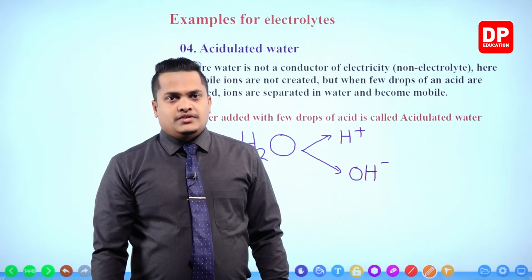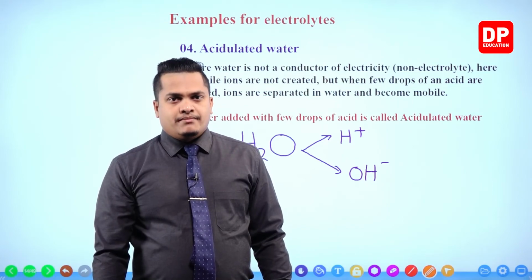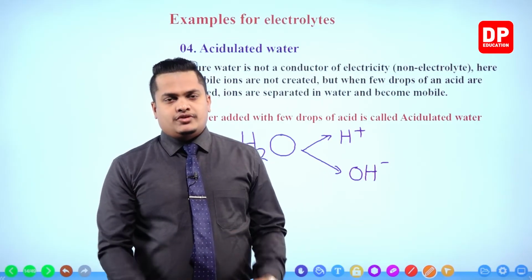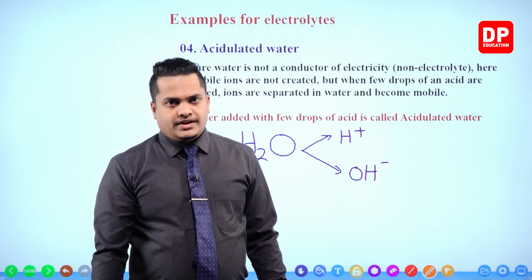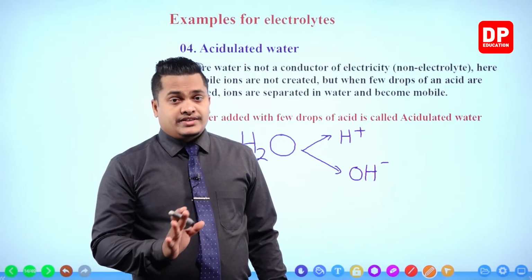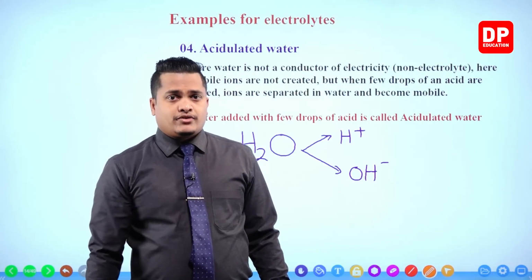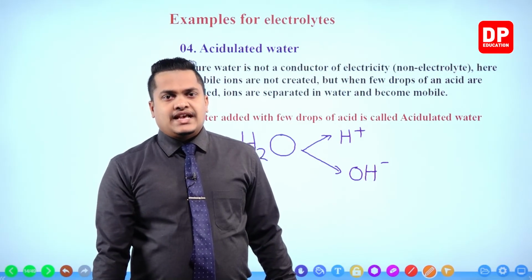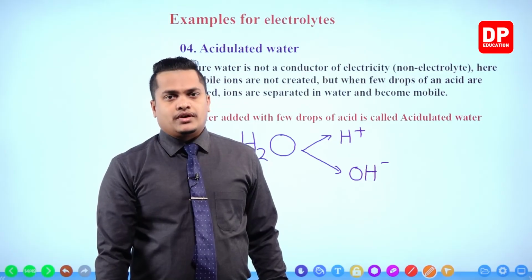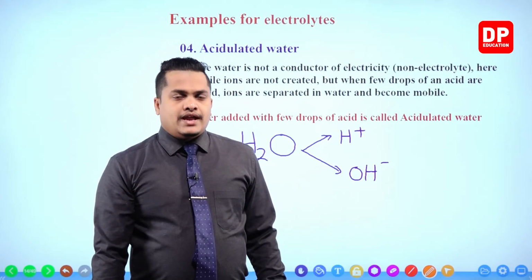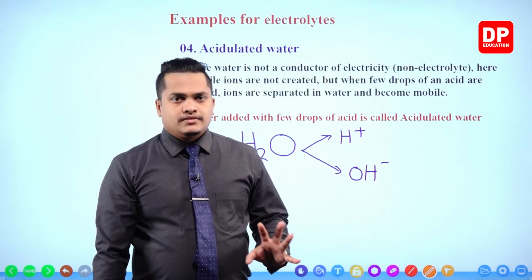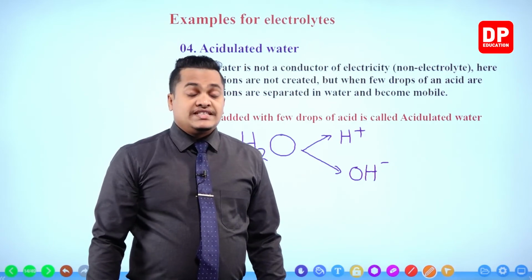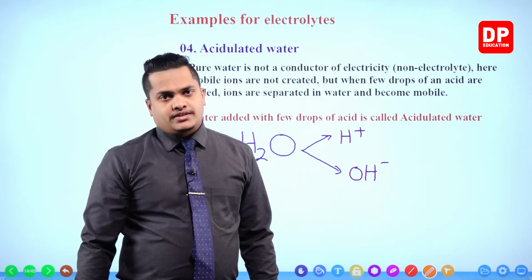Okay, so therefore, my dear children, remember, if there are mobile ions present within a solution, that solution is going to be an electrolyte, right? So distilled water, however, is not an electrolyte, but we can make it into an electrolyte by adding a few drops of acid. So that water is the one which is referred to as acidulated water. And in acidulated water, ions are getting separated and it will conduct electricity, and therefore acidulated water is a good example for an electrolyte. So these are the examples for electrolytes, my dear children.